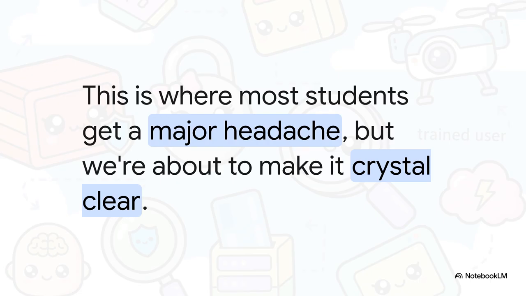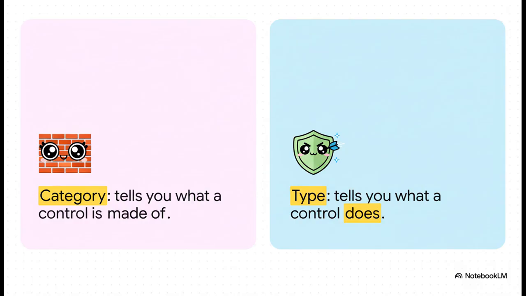Okay, now, this next part, this is where most students get tripped up, where the confusion really kicks in. But I want you to stick with me, okay? We're going to clear this up for good. Here it is, the big secret. Every single security control out there has two different labels. That's the key. The first label is its category. That's just what it's made of. And the second label is its type. That's what it does. We've got to know both.